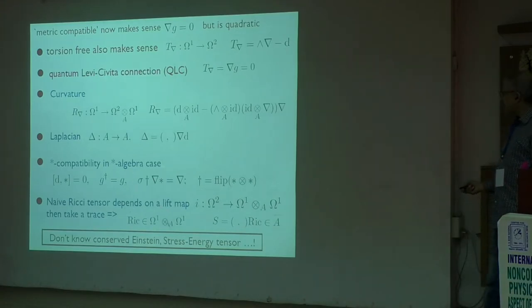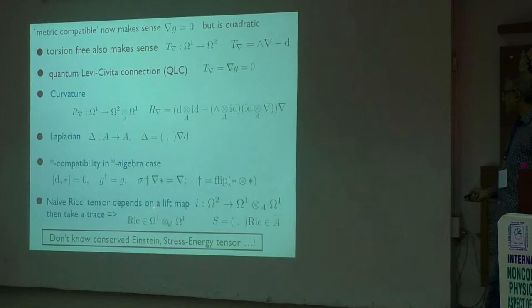One more ingredient is you need to work over C, and you need a star algebra if you want to do physics. And everything should be compatible with star. So star should commute with D. The metric should be Hermitian, in the sense that if you apply star to both factors and then flip, you should get back g. And the connection, the Christoffel symbol should be real, and that corresponds to this equation abstractly. This is metric compatibility. This is reality for the connection.